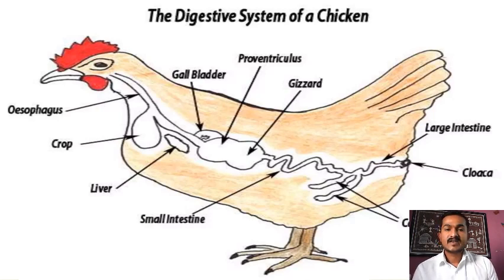And you can see there are some digestive glands present in between the crop and the gizzard. The first one is the liver. The liver has a gallbladder, and another digestive gland that participates is the pancreas, and next the spleen. Understand? These three digestive glands participate in the digestion of food material in birds. Clear? So let's see the alimentary canal one by one.